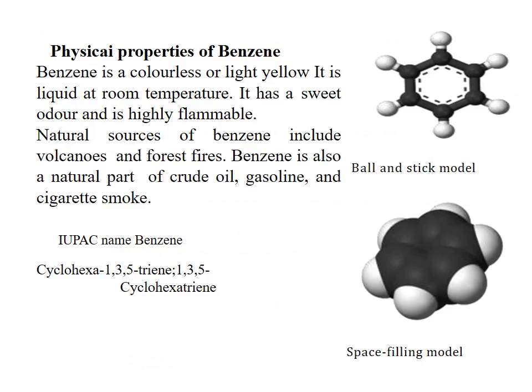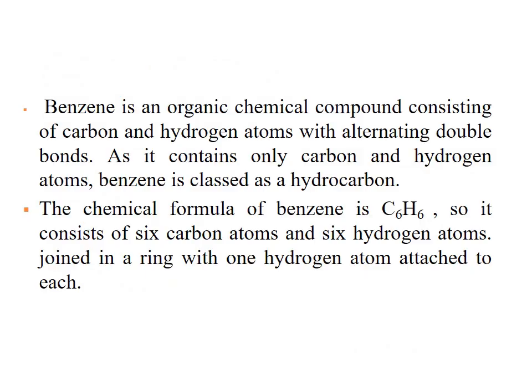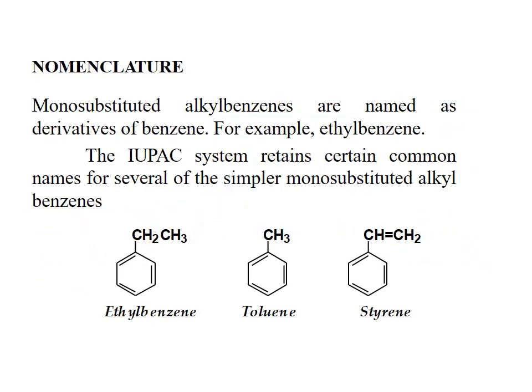Physical properties of benzene. Benzene is colorless or light yellow. It is a liquid at room temperature. It has a sweet odor and is highly flammable. The IUPAC name for benzene is cyclohexa-1,3,5-triene. Benzene is an organic chemical compound that consists of carbon and hydrogen. Molecular formula is C6H6.